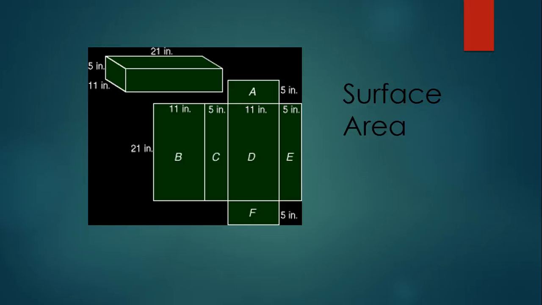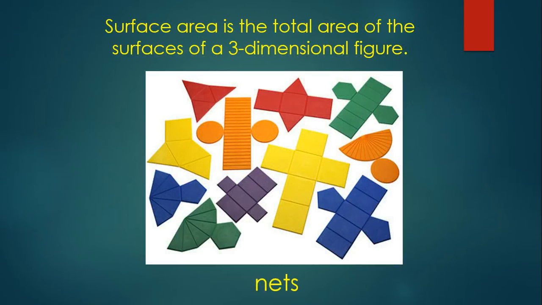Now we've also talked about surface area, and we said that surface area is nothing more than the total area of the skin that fits around a three-dimensional shape. And if we can think of the shape of that skin, which we called a net, if we can think of the net for that three-dimensional shape and find all of the areas of all the pieces of the net, we'll have the surface area of the three-dimensional figure.